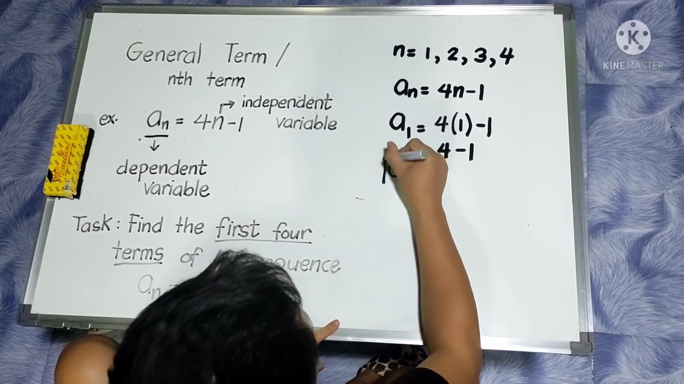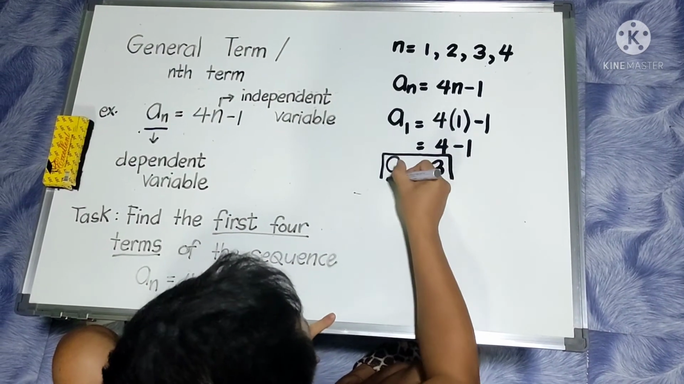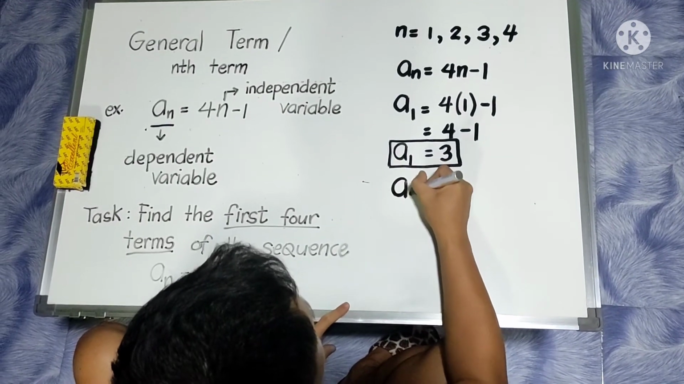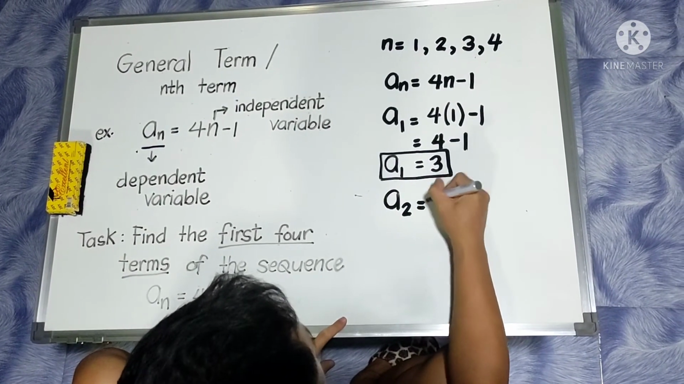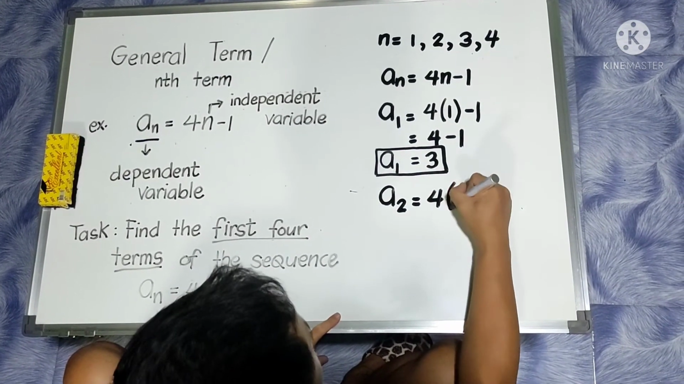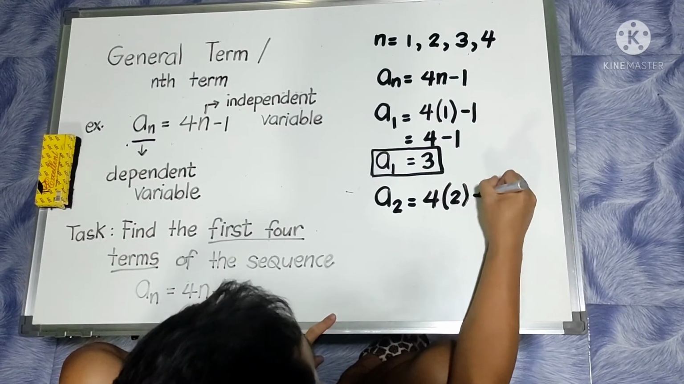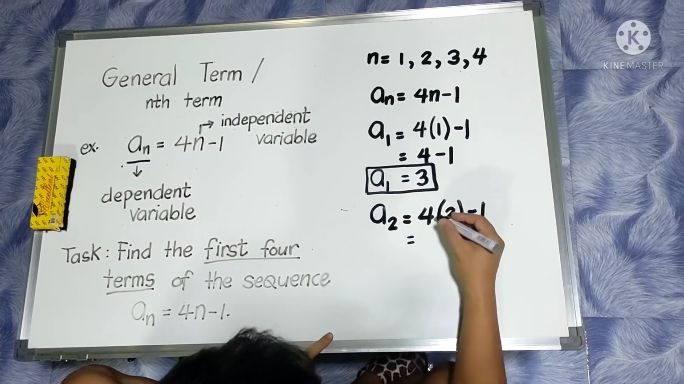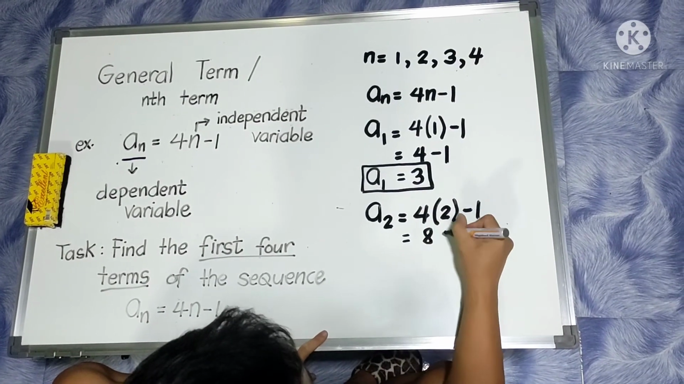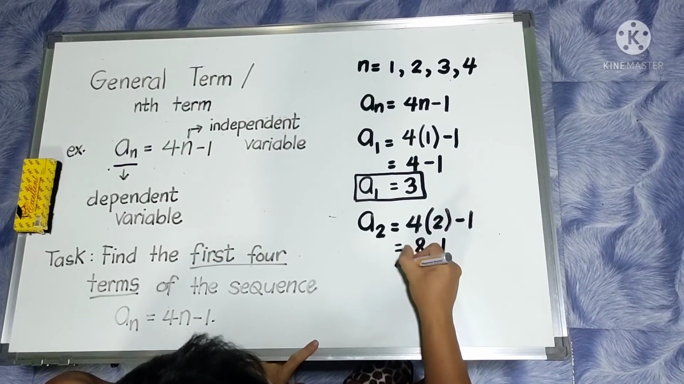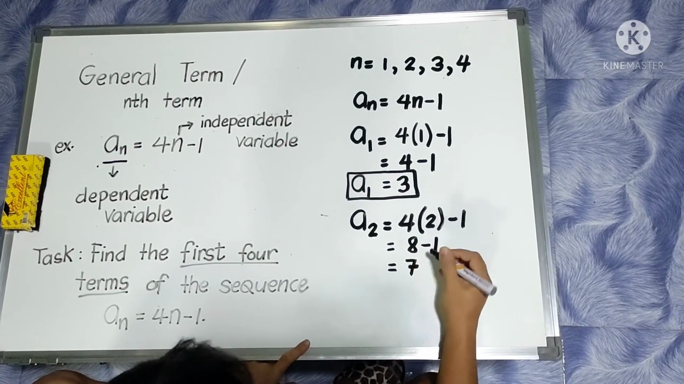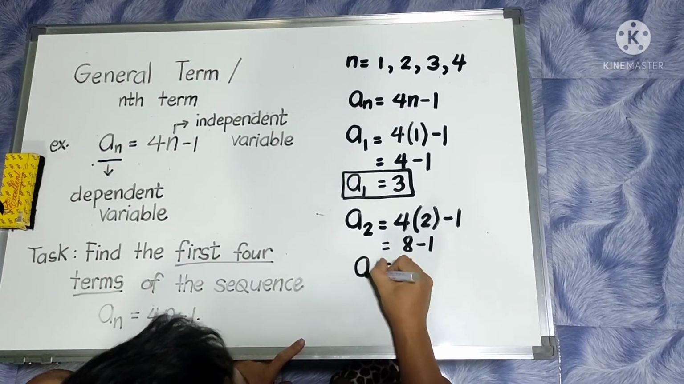Now let's proceed to our a sub 2, or the second term. A sub 2 is equal to 4 times 2 minus 1. Continue. 4 times 2 is 8. Then copy. Minus 1. 8 minus 1 is 7. So that is your second term.